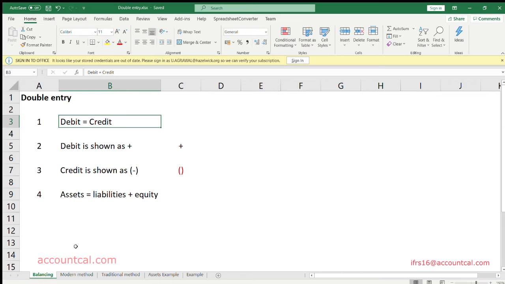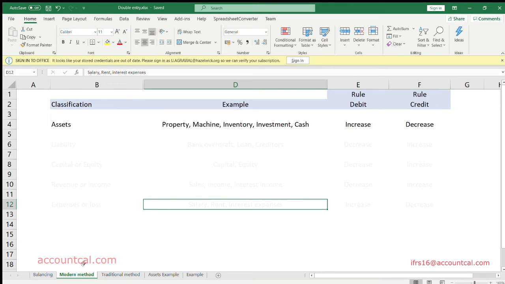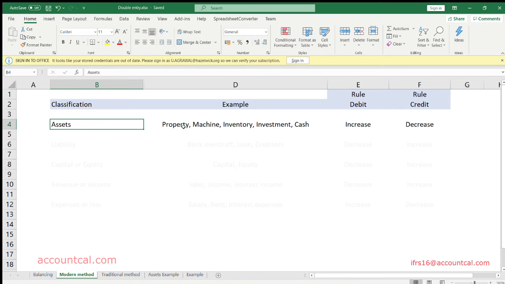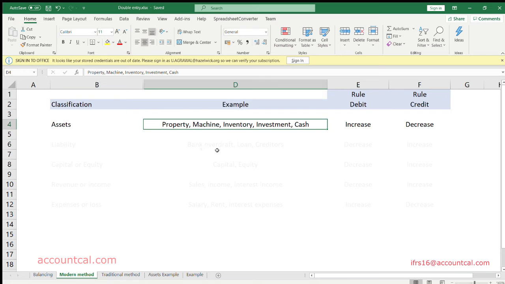Double entry can be explained in the modern method and the traditional method. We'll explain both in a mixed way so that you understand it much better with examples. But to understand any method, you have to understand some of the business basics. Asset, you have to understand what is an asset. For our beginners, we'll say assets are property, plant, machinery, inventory, investment, and cash. These are examples of assets.